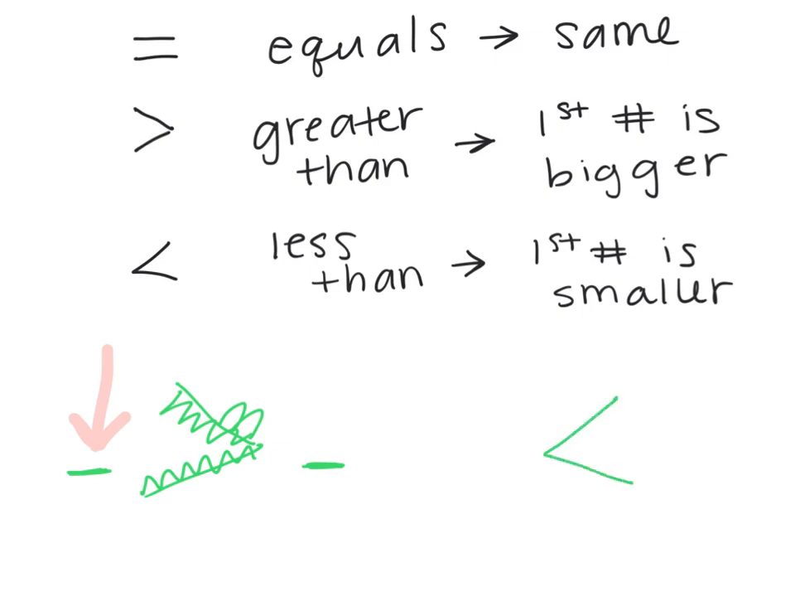If my alligator is facing the other way, and I have a number on the left and a number on the right, the alligator is eating the second number, which means that the first number is smaller. So that's just a review of the greater than or less than symbols that you'll need to use when making comparisons.